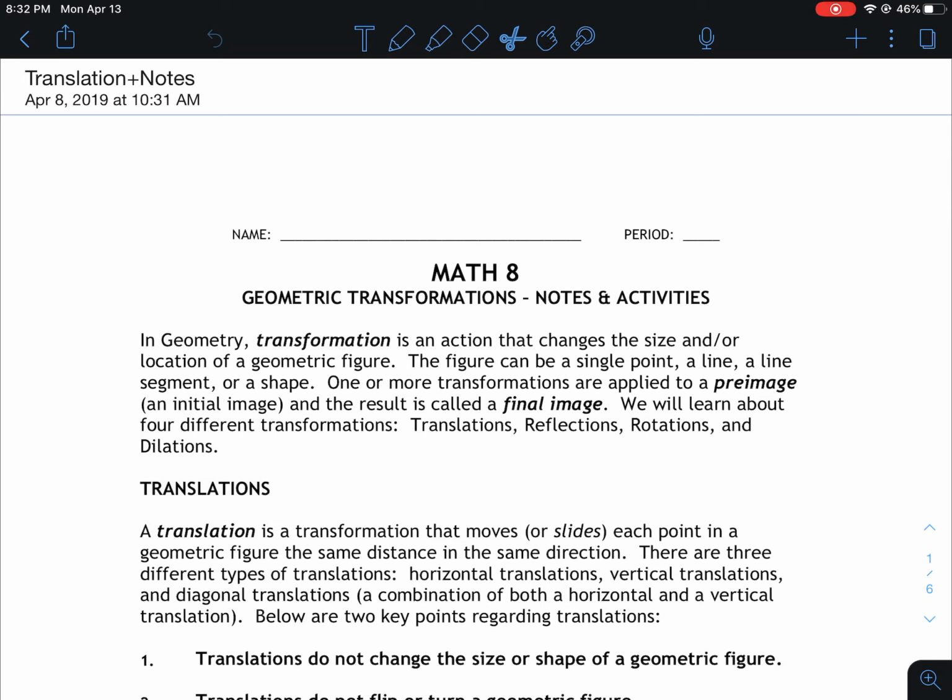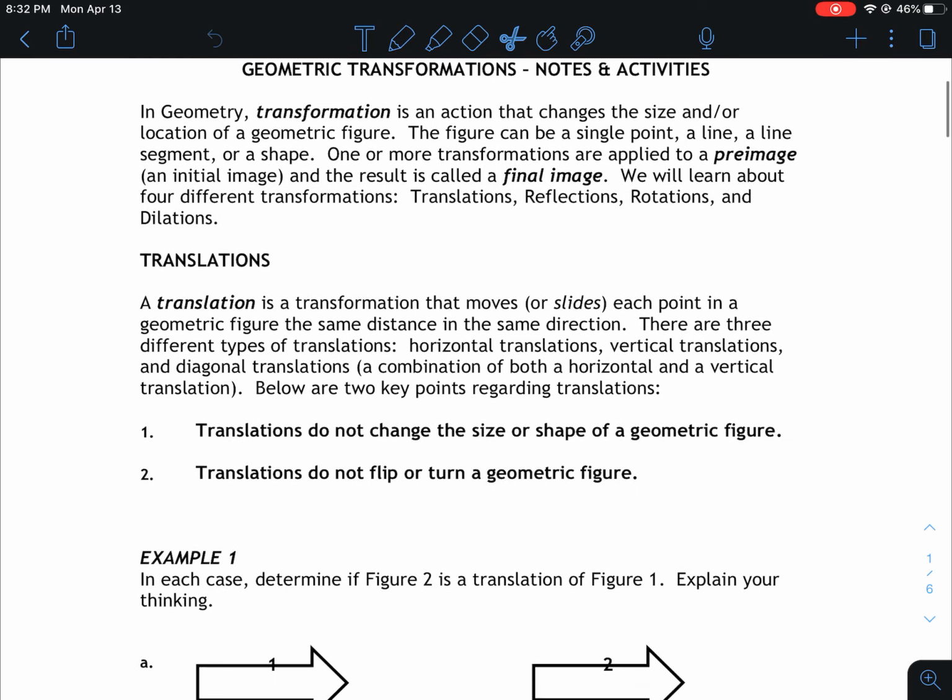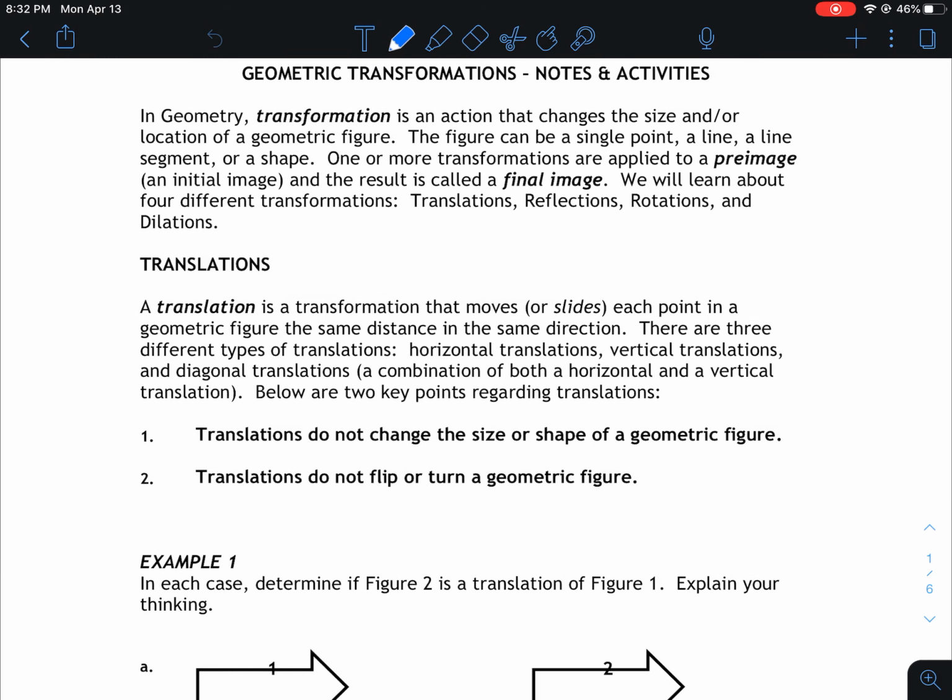We will be learning about 4 different transformations in the next few weeks. The first one that we're going to learn about is translations, which is today, and then we'll move on to reflections, rotations, and then dilations. So the most important thing that you know is a transformation is the changing of size and/or location of a figure, which could be a line, a point, a line segment, or a shape.